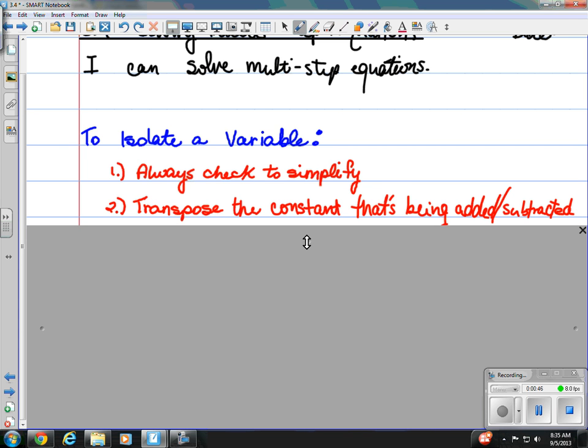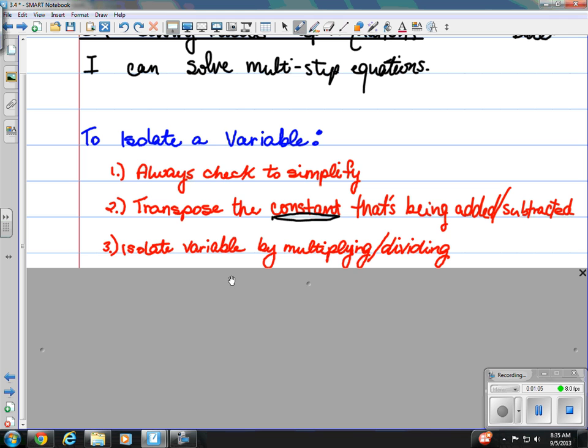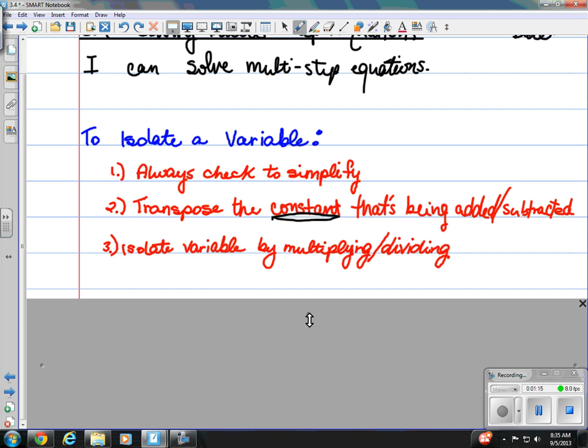Step 2, transpose the constant that's being added or subtracted. And remember, constant is your term without the variable. So constant's just your number. So we're going to transpose the constant that's being added or subtracted. Third step, isolate the variable by multiplying or dividing. Remember, you do the opposite of whatever's happening.